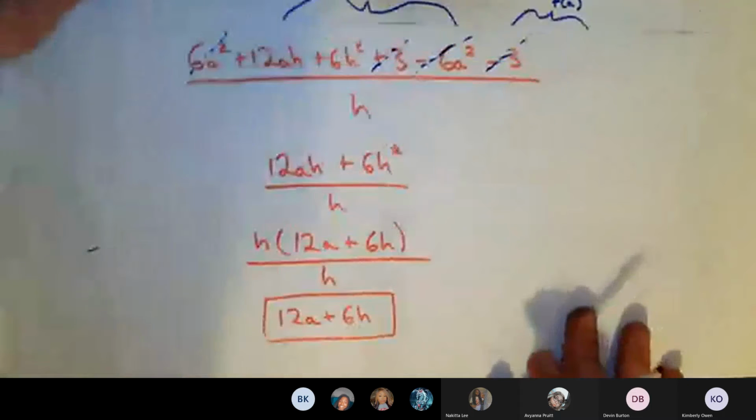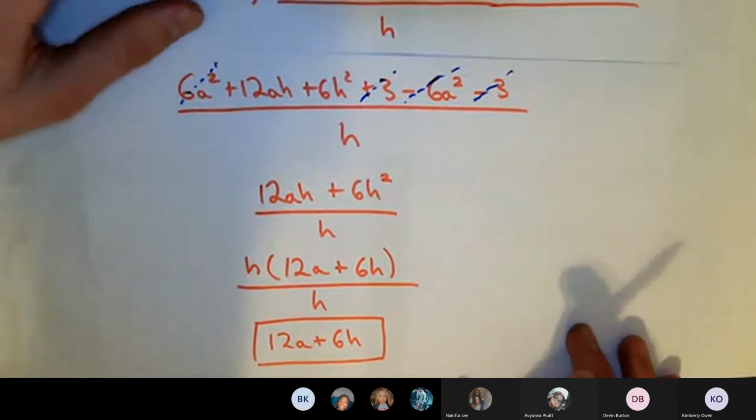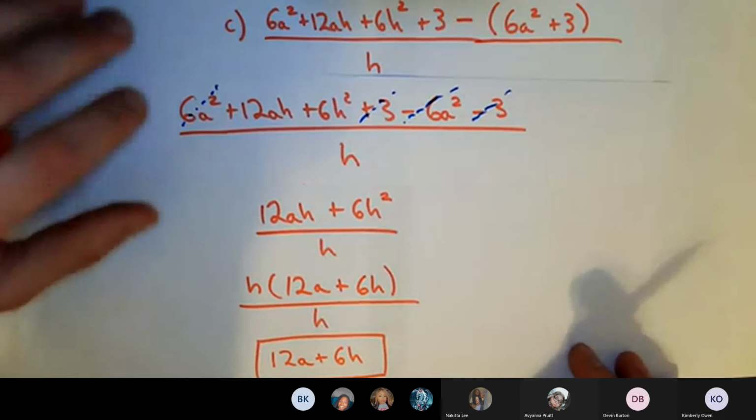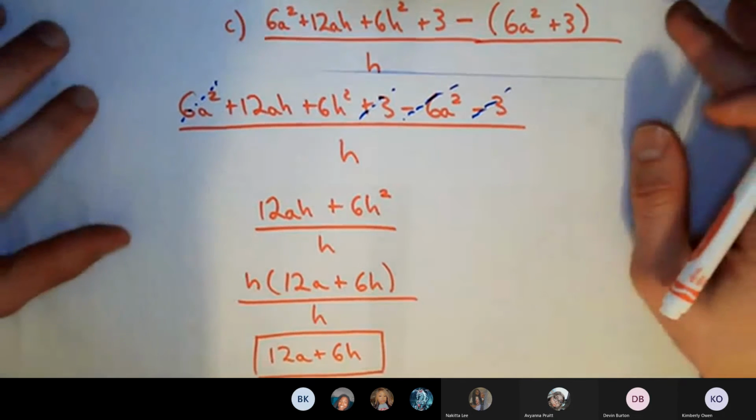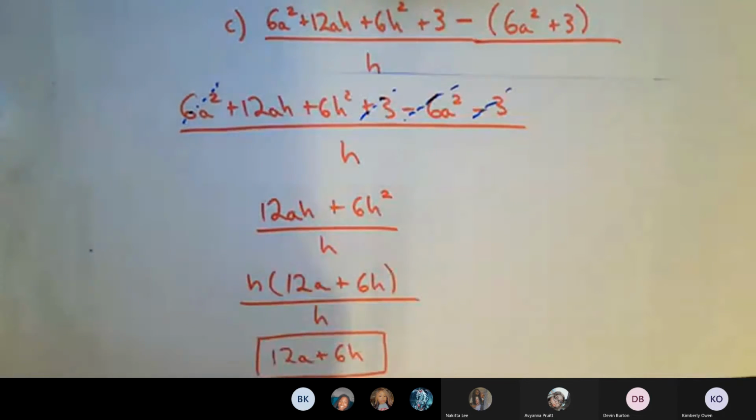That is a long problem, but it is a great exercise in not only your ability to evaluate functions at other functions, at other numbers and stuff, but also your ability to put it all together, right? To put it all together.